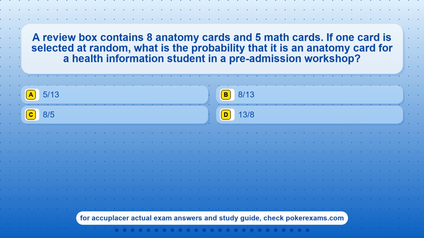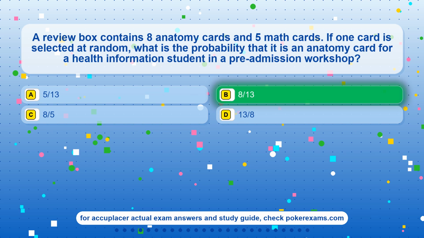Question 5. A review box contains 8 anatomy cards and 5 math cards. If one card is selected at random, what is the probability that it is an anatomy card for a health information student in a pre-admission workshop? Option A, 5/13. Option B, 8/13. Option C, 8/5. Option D, 13/8.